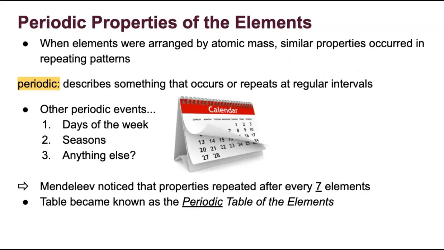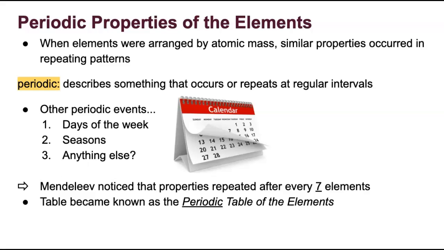He discovered that when these elements were arranged by atomic mass, similar properties occurred at regular intervals. And we call this idea that things are going to repeat at regular intervals being periodic. There are lots of periodic things in the world. We think about days of the week being periodic, right? You start with Monday, Tuesday, Wednesday, Thursday, Friday, Saturday, Sunday, and then return back or repeat back to Monday.